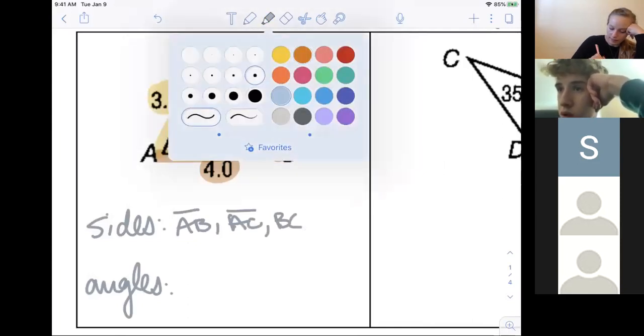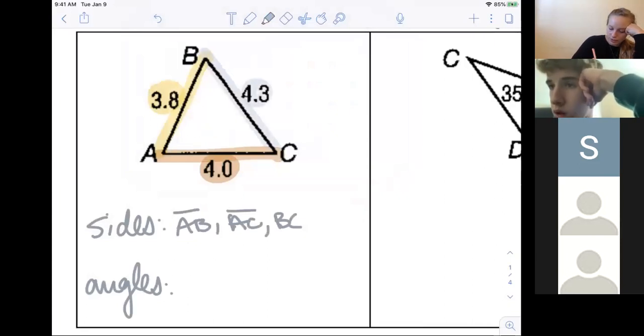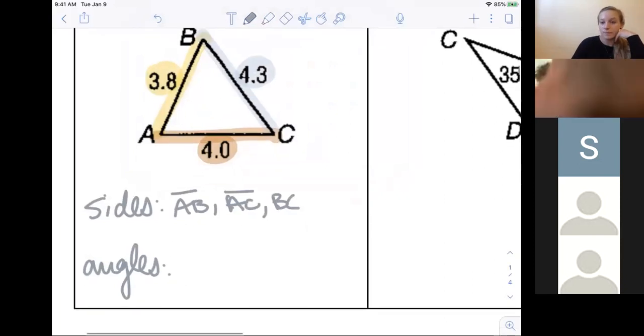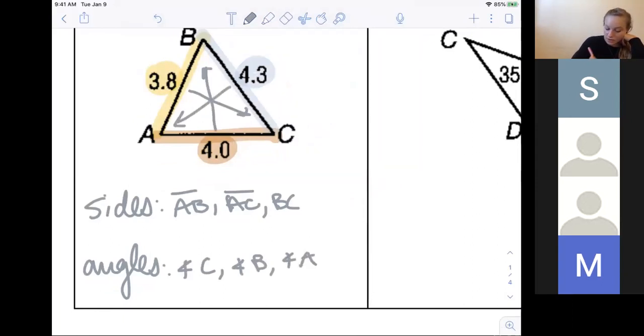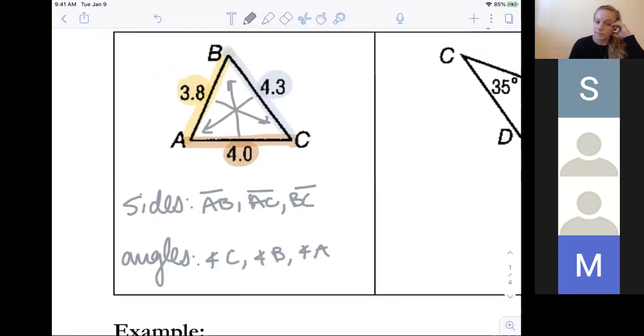Just trying to color coordinate, make my notes pretty. Very good. So Charlie labeled all my sides. Now going off of that, can someone use what Charlie said about the sides to give me my smallest, medium, and largest angles? Would it be C as the smallest, B as the medium, and then A is the largest? Very good, Gavin. C is the smallest because it's across from the smallest side. B is the medium because that's the medium side. And then angle A is the largest because it's across from the largest side. Great job. Any questions on that one?